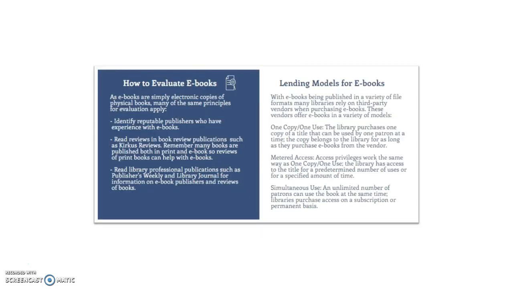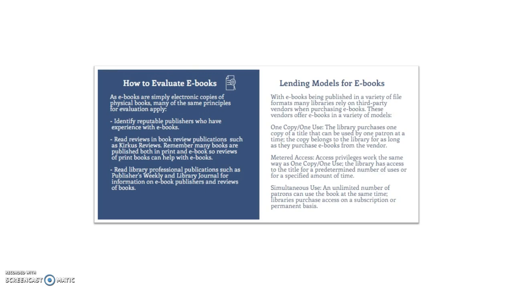How to evaluate ebooks? As ebooks are simply electronic copies of physical books, many of the same principles for evaluation apply. You should identify reputable publishers who have experience with ebooks. Make sure you read reviews in publications such as Kirkus Reviews. And remember, many books are published both in print and ebook format, so reviews of print books can be equally helpful for selecting ebooks. And make sure to read professional publications, such as Publishers Weekly and Library Journal, where you find information on ebook publishers as well as individual reviews for books.